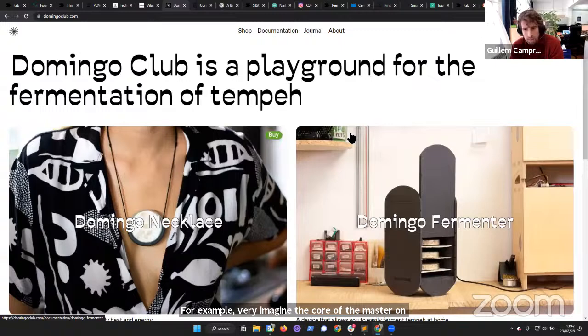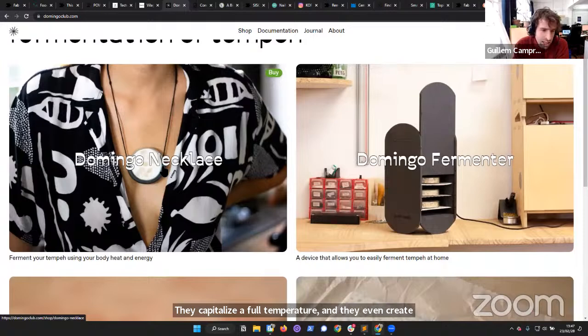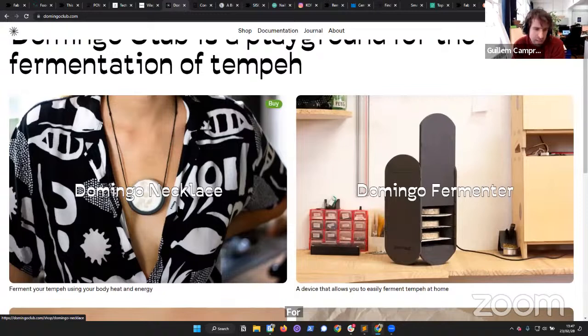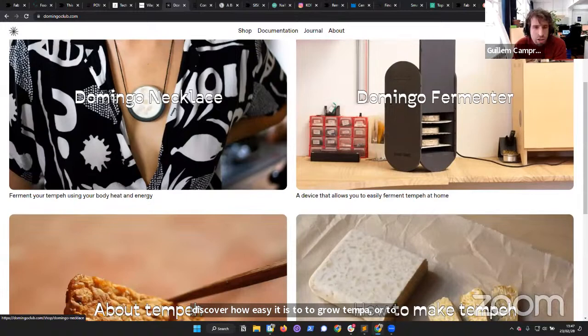So it's very interesting how they went from designing tempeh incubators that could be made at the lab to capitalizing a full tempeh culture, and they even created specific artifacts such as these tempeh necklaces that you can wear and at the end discover how easy it is to grow tempeh, or to ferment tempeh, by using the heat of your human body.